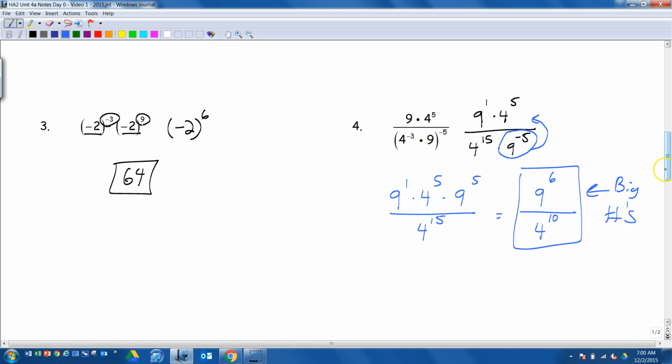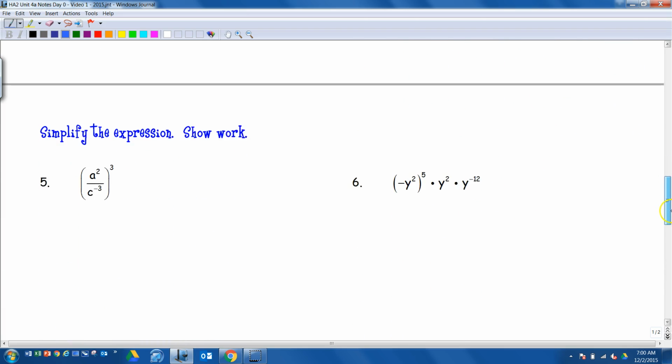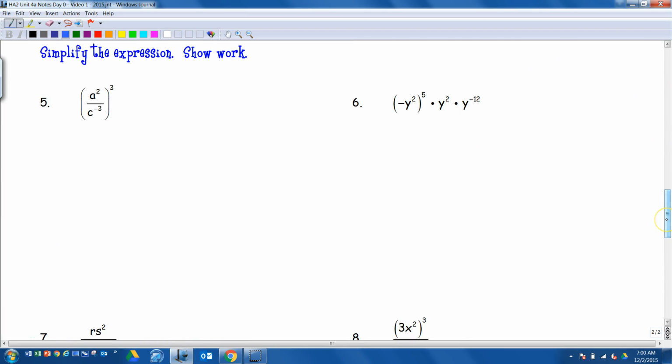Okay, because it's 5 or more. Okay, let's go to the back. So let's simplify. Now these are without number bases. It's the same principle though.